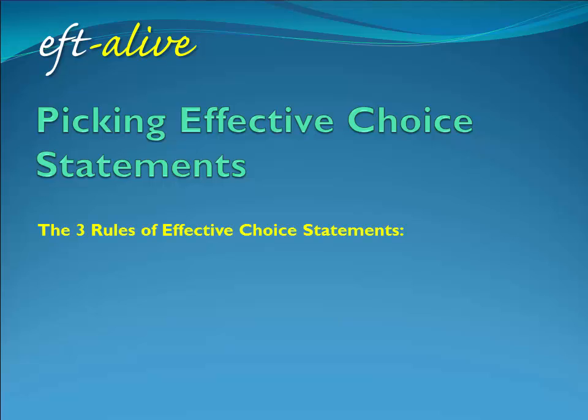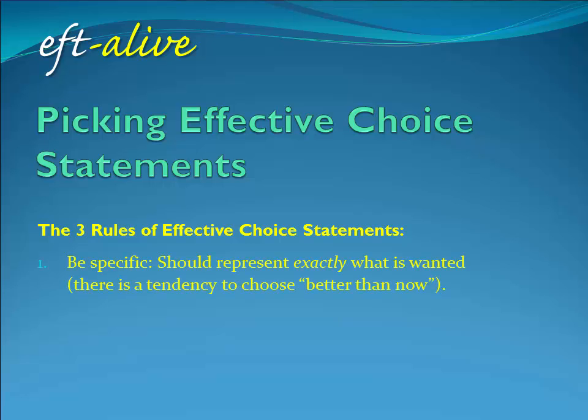So Pat Carrington talks about the three rules of effective choice statements. The first rule is to be specific and to express exactly what it is you're wanting. Because there's a tendency to say, I want it to be better than it is now. So it would be sort of a relative term. Like, for instance, I choose to be more confident, something like that. Or I choose to lose weight or to weigh less.